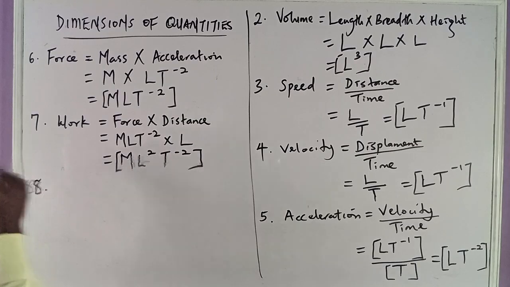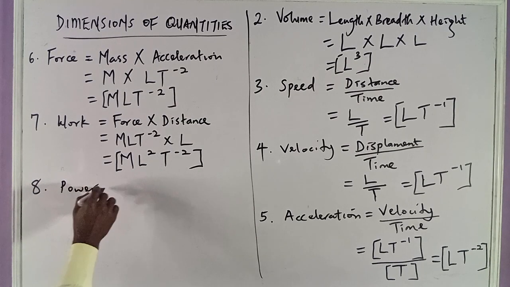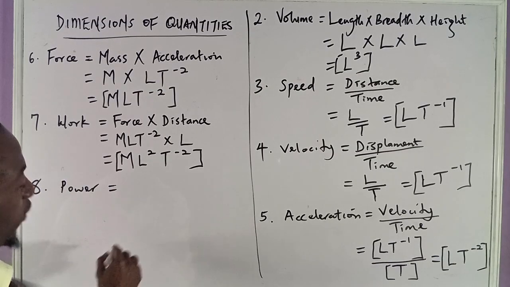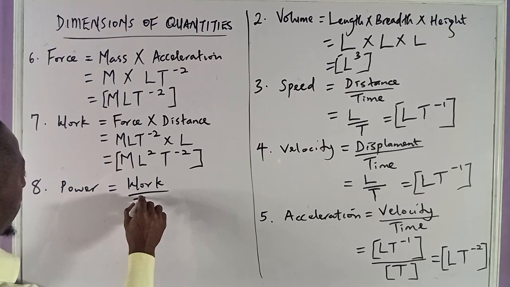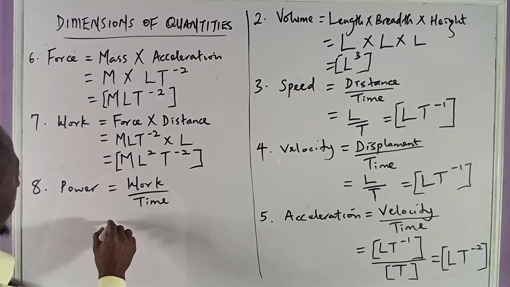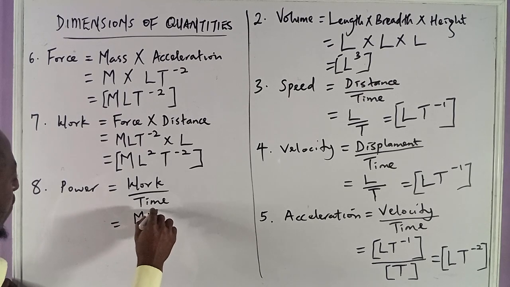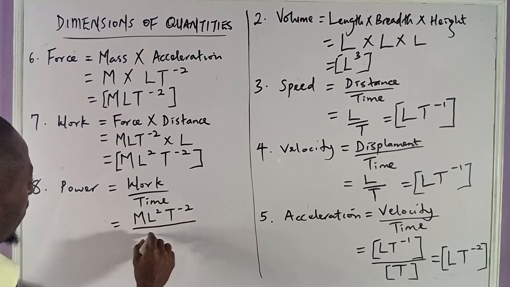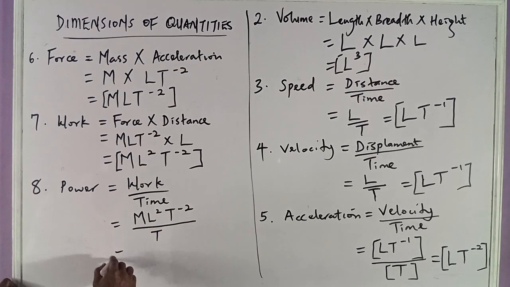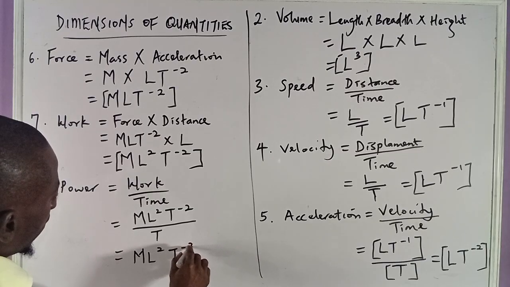And lastly, we'll be finding the dimension for power. Power is the rate of doing work. That means the work divided by time. And the work is M L squared T minus 2, divided by another time T. So mathematically we are supposed to have M L squared T minus 3.